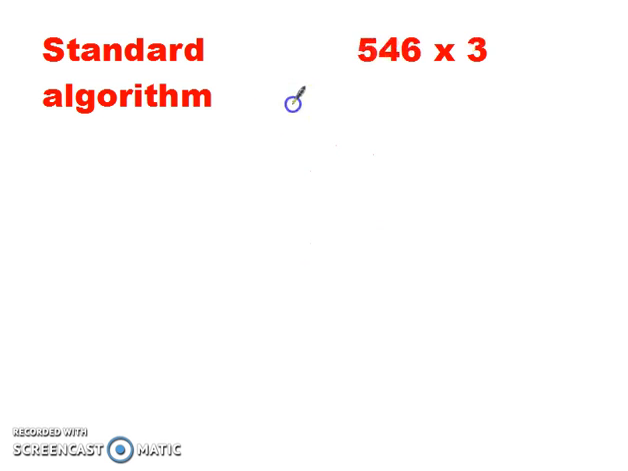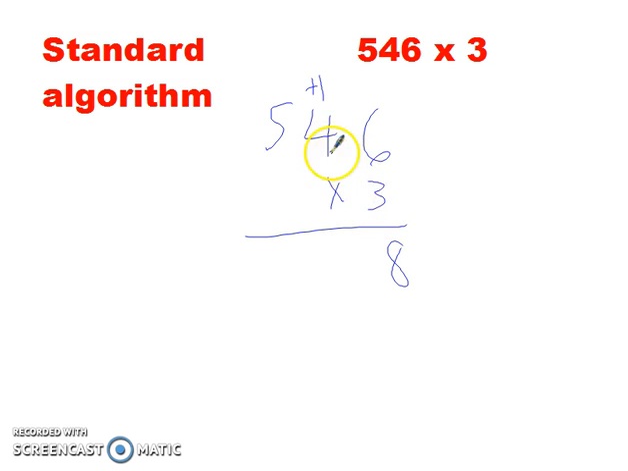Let's try that again. We got 546 times 3. Bigger number on top. Start with 6 times 3. That's 18. Put down my 8. Carry my plus 1. 3 times 4 is 12. Plus 1 more gets me to 13. Put down my 3. Carry my plus 1. 3 times 5 is 15. Plus 1 more is 16. 1,638.